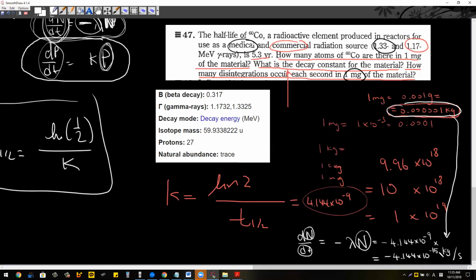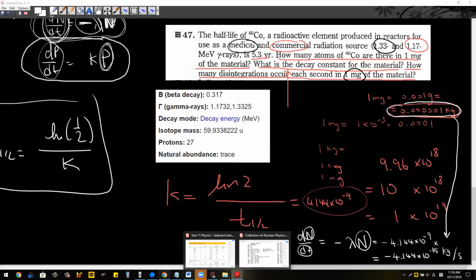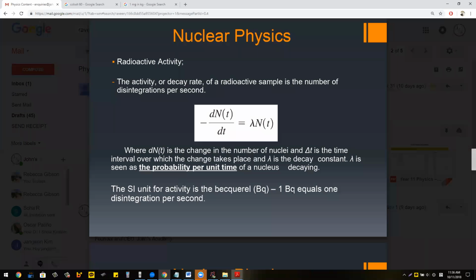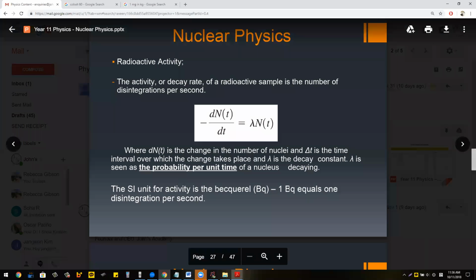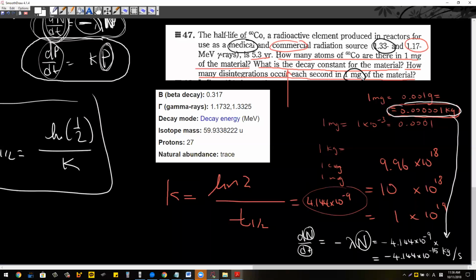Is that the same as becquerel or whatever? Becquerel, yeah. What's the unit of becquerel? I forgot. I think it's disintegrations per second. So it's not yet becquerel. We're looking for becquerel here. We got this much loss in mass per second, so we have to convert this into the number of disintegrations.